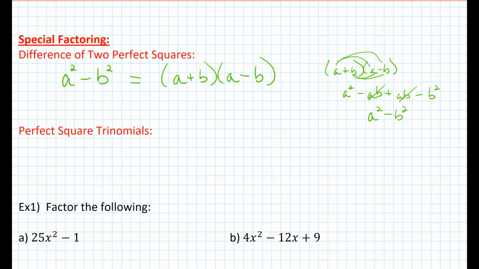So our other one, perfect square trinomial, we have two situations. We have a squared plus 2ab plus b squared. All right, so what we want to notice is that the first term is a perfect square, the third term is a perfect square, the middle term is 2 times the square root of the first and third term. Okay. And this is going to factor into the quantity a plus b, all of it squared.